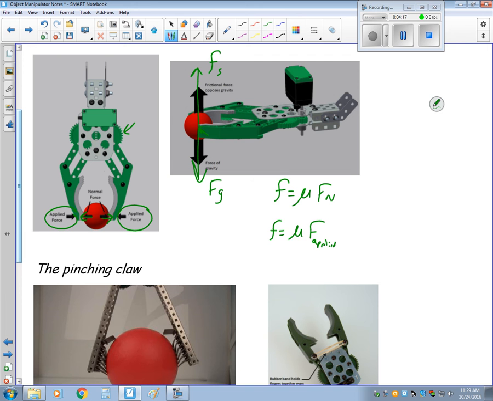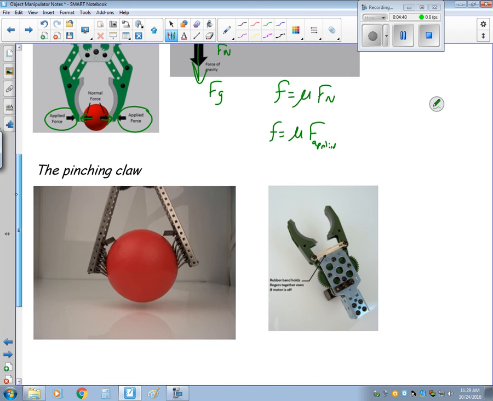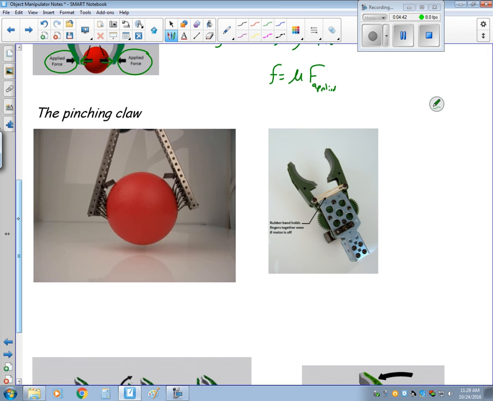Another thing to keep in mind is that the friction force is always perpendicular to the normal force. So here the normal force is going into the screen, and then the friction is going up relative to the screen. So they're perpendicular to each other. So under the friction grabbers, we have different classifications here. The first one here is a pinching claw.